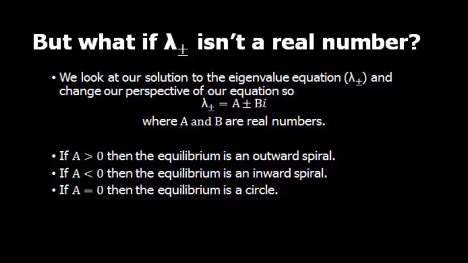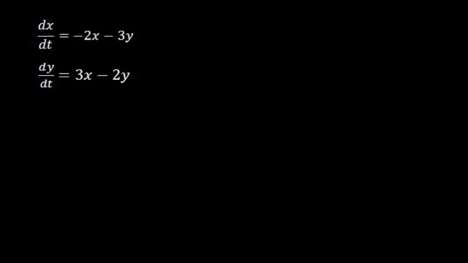So to practice this, I think that we should do a couple of examples. For our first example, we're going to work with a 2D linear system, where we have dx/dt equals negative 2x minus 3y, and dy/dt equals 3x minus 2y.